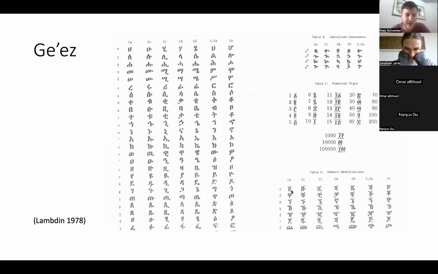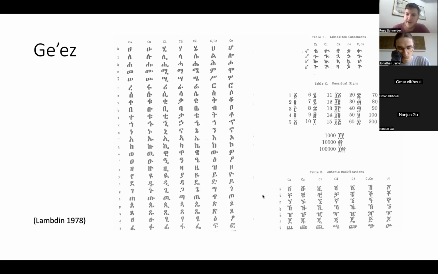So sh is the palatalized variant of s. Nya is the palatalized variant of n. Ch is the palatalized variant of t. Where's t? Here. J is the palatalized variant of z. J is the palatalized variant of d. And ch is the palatalized variant of both ts and t.